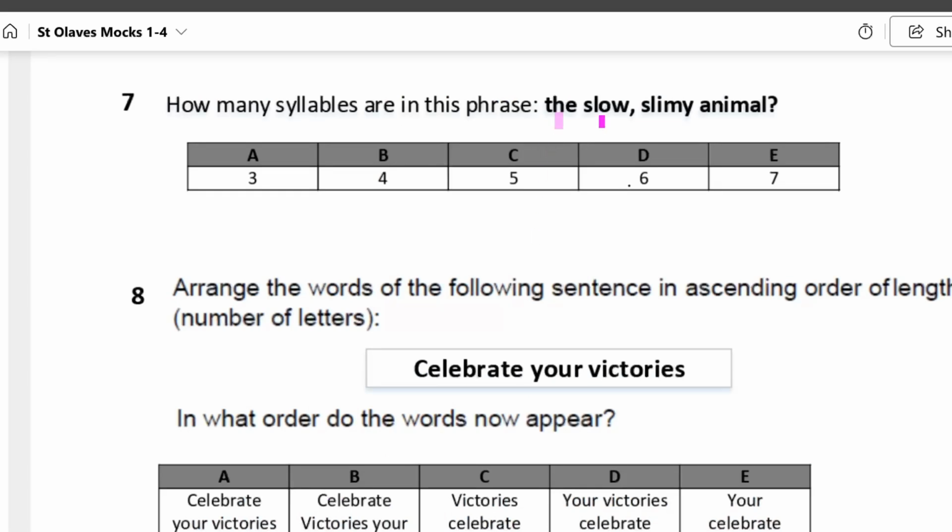So the, slow, sly, me, ne, mo. How many syllables in total? We have 1, 2, 3, 4, 5, 6, 7. Therefore, our answer will be 7.